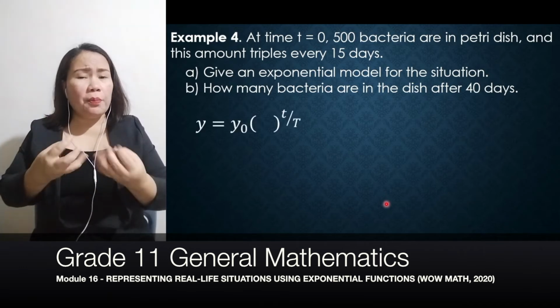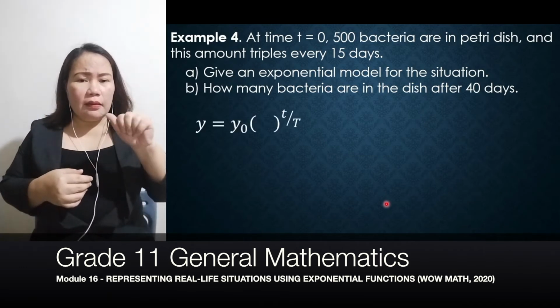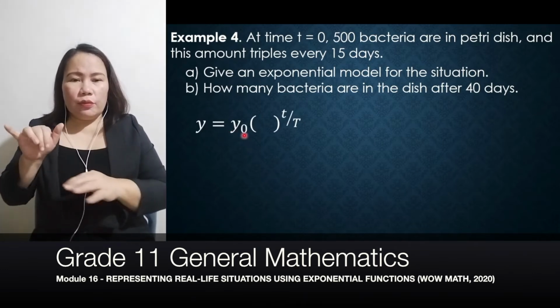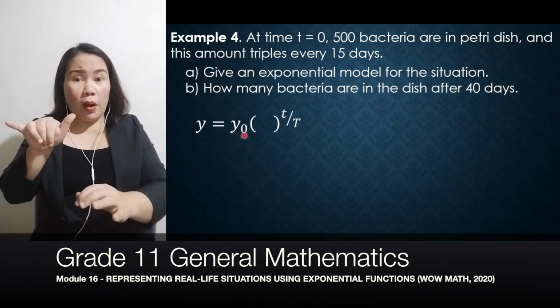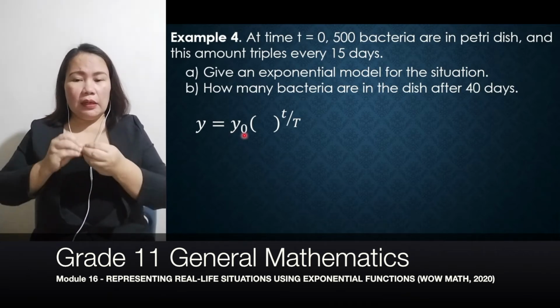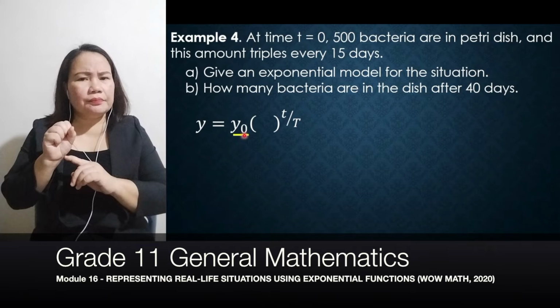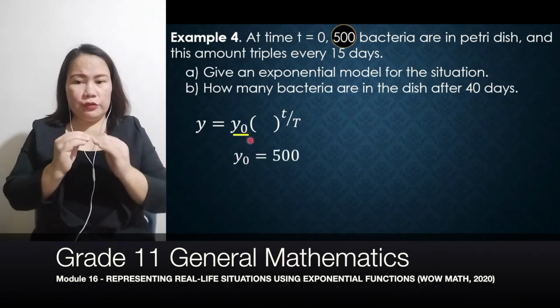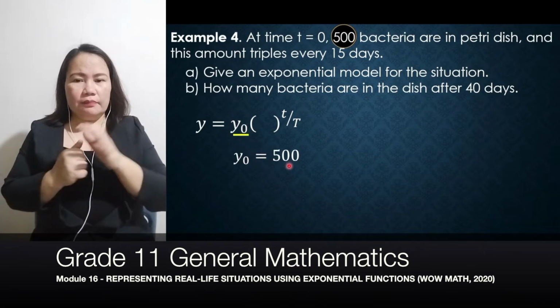So using the exponential model kanina, we're going to identify the following. Una yung y sub 0. Ano ulit yung y sub 0? That is the initial amount or the initial number. So ano ba yung initial amount natin dyan? That is 500. So therefore, y sub 0, papalitan natin siya ng 500.